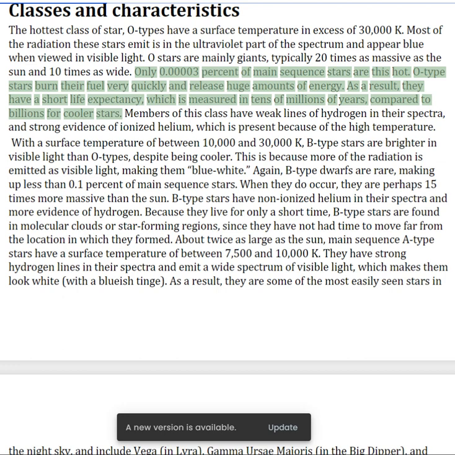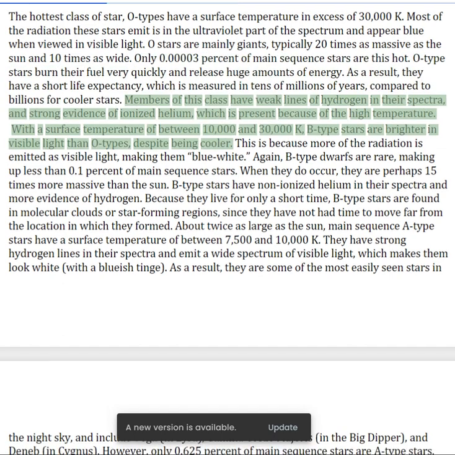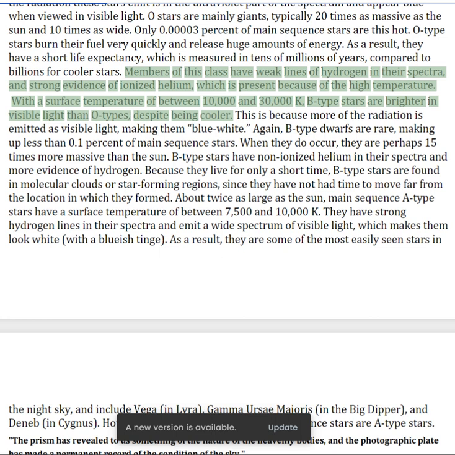O-type stars burn their fuel very quickly and release huge amounts of energy. As a result, they have a short life expectancy, which is measured in tens of millions of years, compared to billions for cooler stars. Members of this class have weak lines of hydrogen in their spectra, and strong evidence of ionized helium, which is present because of the high temperature.